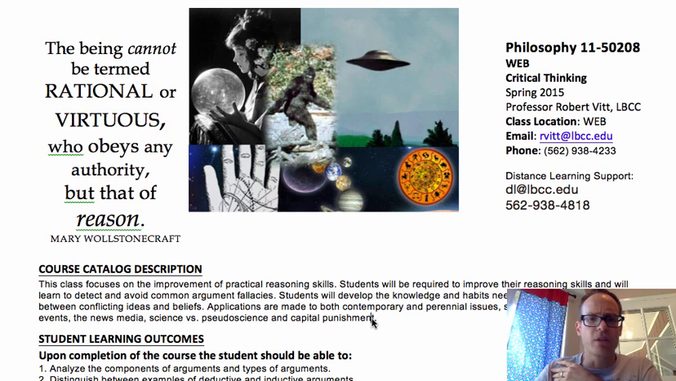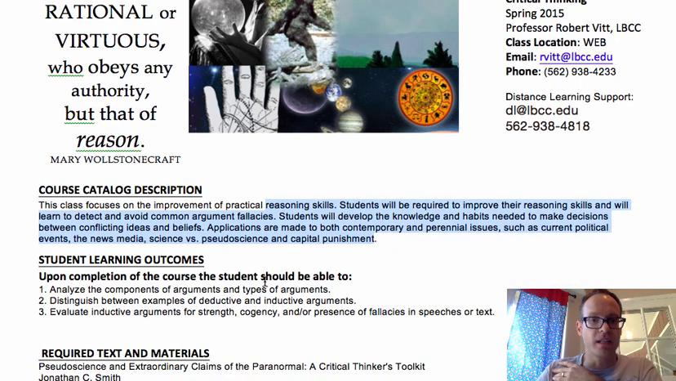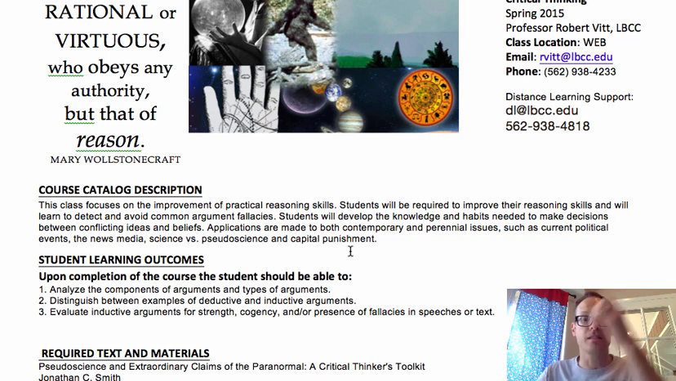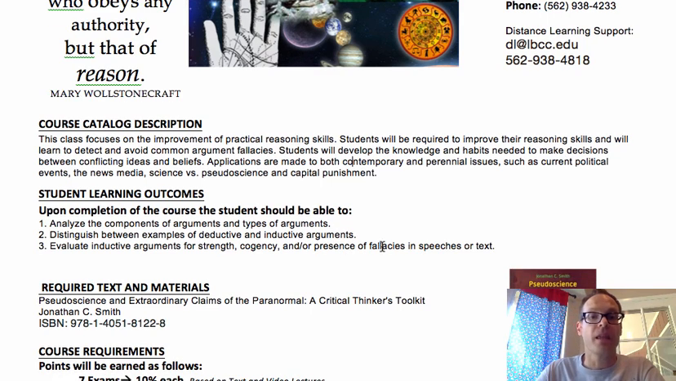And essentially, that's much of what this course catalog description is. This class focuses on the improvement of practical reasoning skills. Students will be required to improve their reasoning skills and will learn to detect and avoid common argument fallacies. Students will develop the knowledge and habits needed to make decisions between conflicting ideas and beliefs. Applications are made to both contemporary and perennial issues, such as current political events, the news, media, science versus pseudoscience, and capital punishment.